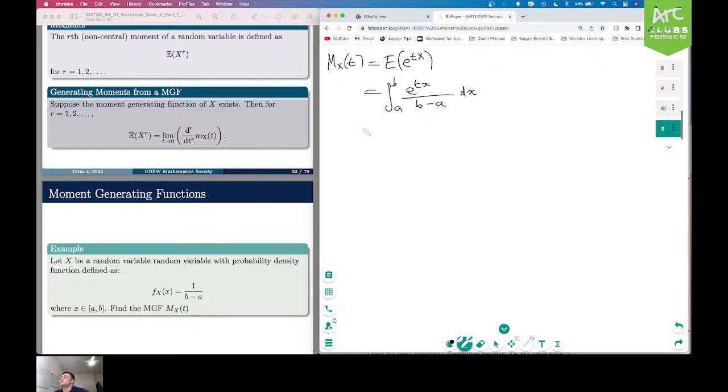You'll notice that this b minus a has nothing to do with x. We're integrating with respect to x, and b minus a is just a constant, so we can take it out of the integral. And what we're going to get here is the integral from a to b of e to the power of tx dx.